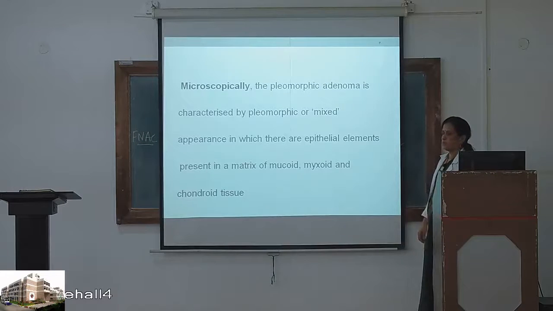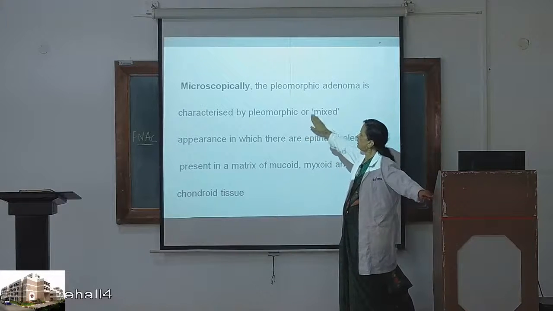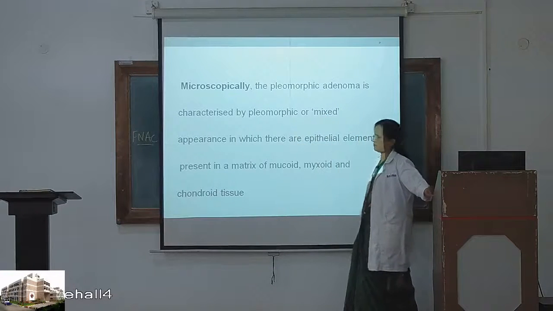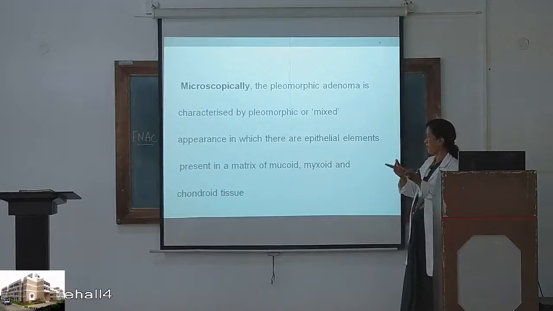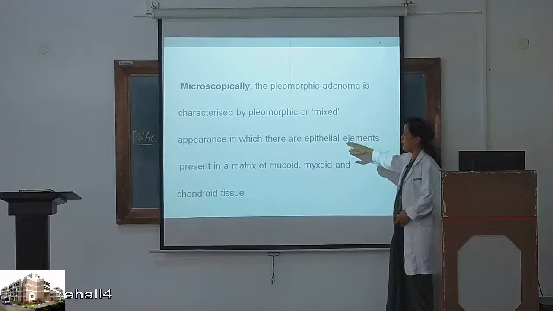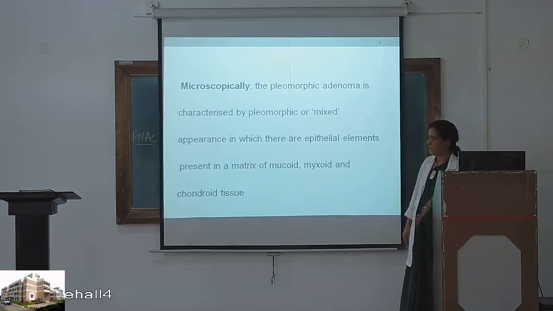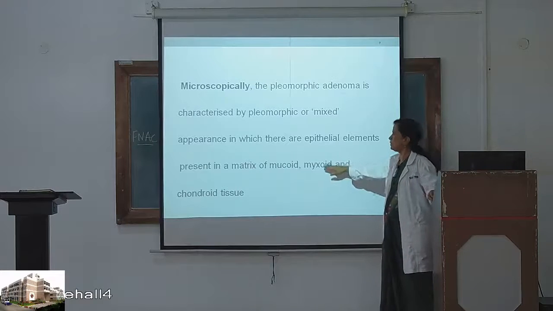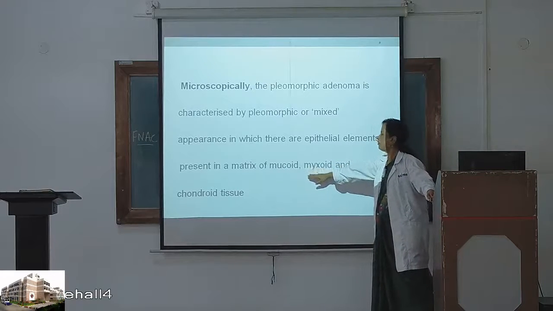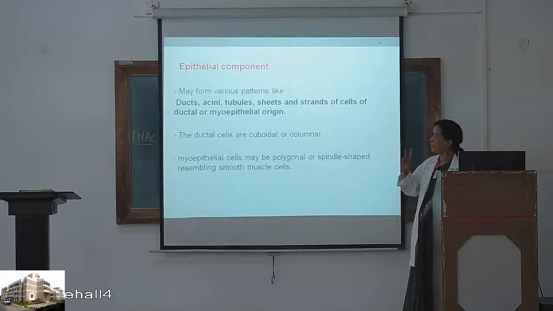So, important feature to remember here, microscopically it is characterized by a pleomorphic or mixed appearance. What is this mixed appearance? It's got epithelial elements and myxoid elements or mesenchymal elements. So what are mesenchymal elements? It has got a matrix of mucoid, myxoid and chondroid tissue. So two components, I am repeating.